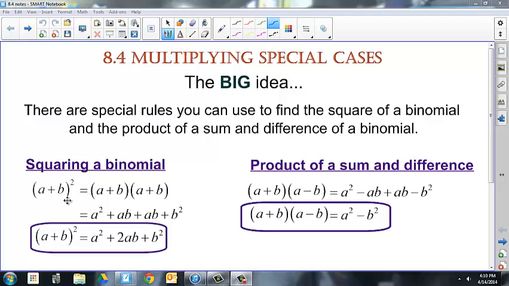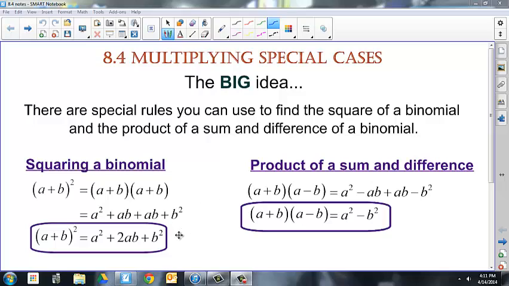A plus b, quantity squared, we could think of it as a plus b times a plus b, which would then give us a squared plus, using the FOIL method, outer terms a times b plus inner a times b, plus last, b squared. It simplifies to a squared plus 2ab plus b squared.